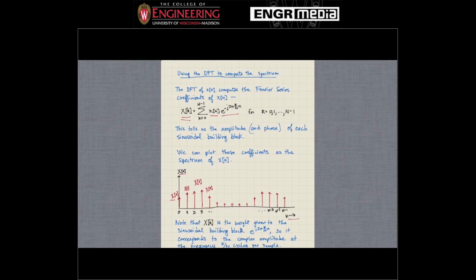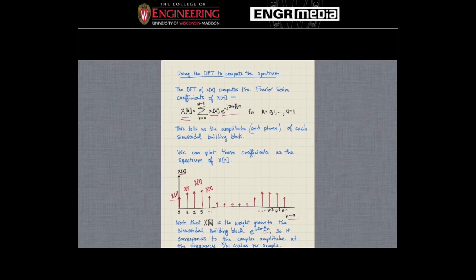So we can interpret that as a spectrum, just like we interpreted the Fourier series as the spectrum. Again, the main idea here is that X of k is the weight given to the sinusoidal building block, e to the j 2 pi k over n times n, at a digital frequency of k over n. Each one of these weights corresponds to this digital frequency k over n, in cycles per sample. So we're almost there.